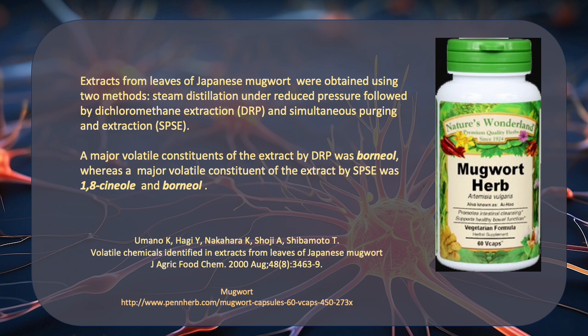Researchers examined extracts from the leaves of Japanese mugwort, using two different extraction methods to identify their volatile constituents. The first method employed was steam distillation under reduced pressure, followed by dichloromethane extraction, abbreviated as SDR. Analysis of the extract obtained through this method revealed that borneol was one of the major volatile constituents present. The second method utilized was simultaneous purging and extraction, abbreviated as SPE. The extract obtained through this alternative technique contained two major volatile constituents, 1,8-cineole and borneol.